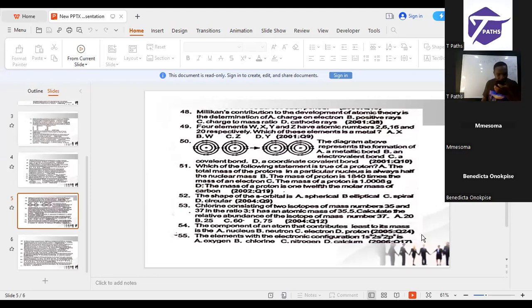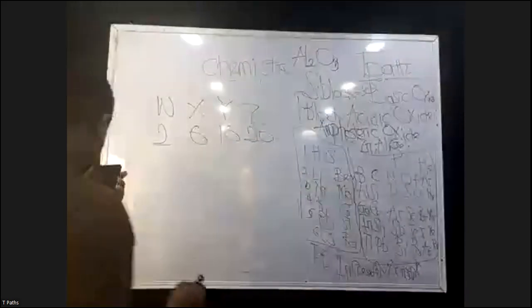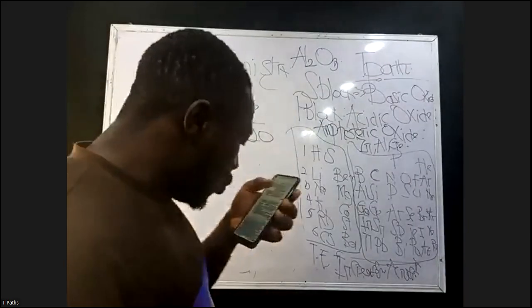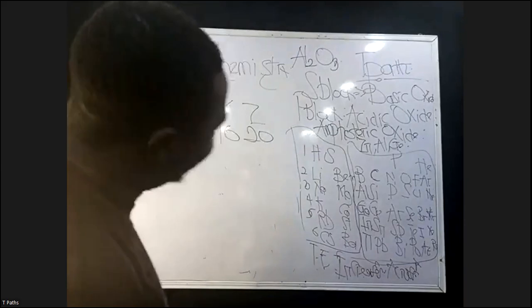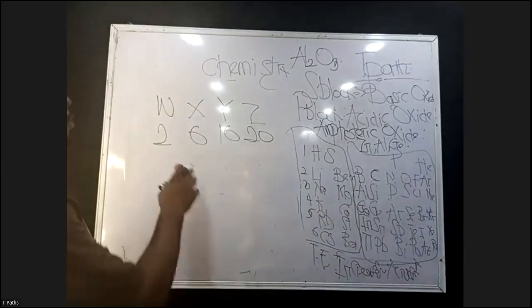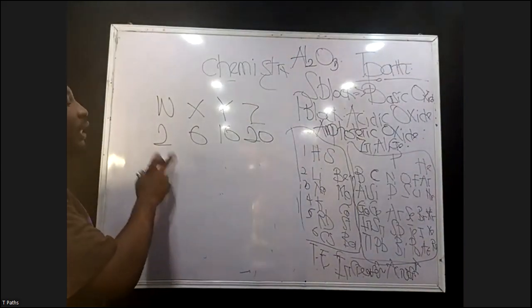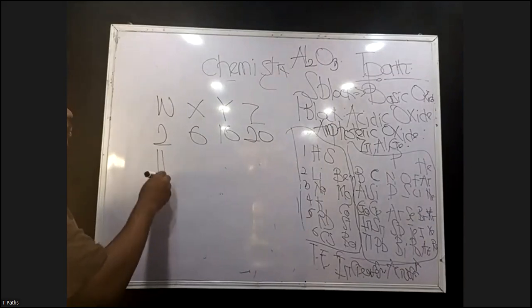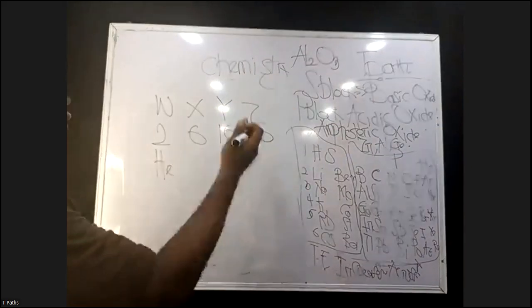Four elements, W, X, Y, and Z, have atomic numbers 2, 6, 16, and 20. Which of these elements is a metal? What is the second one? Hydrogen, helium. This is helium. Hydrogen, helium, lithium, beryllium, boron, carbon.